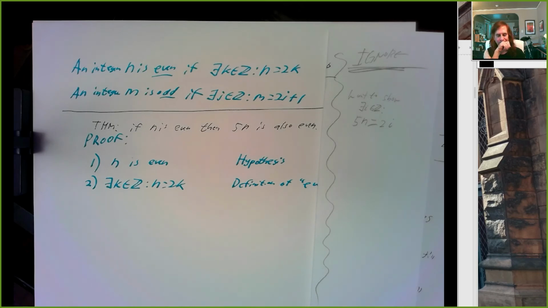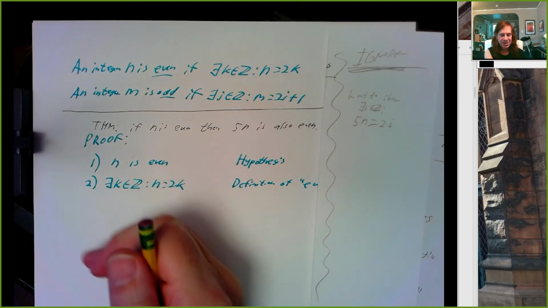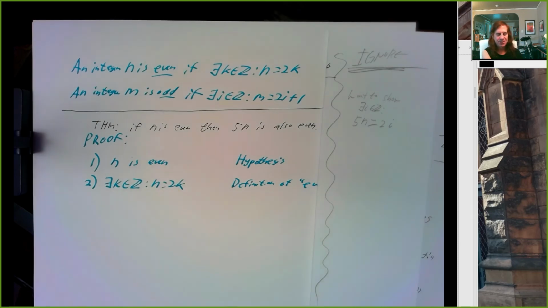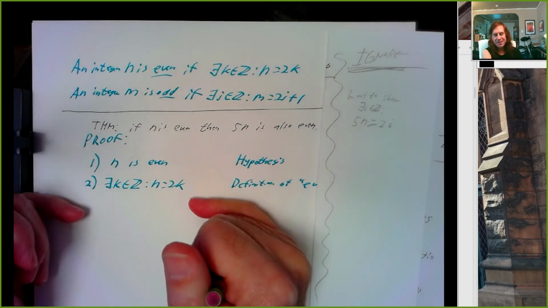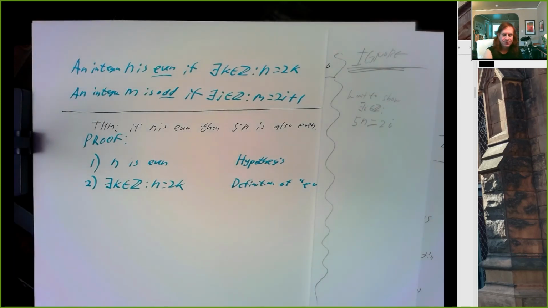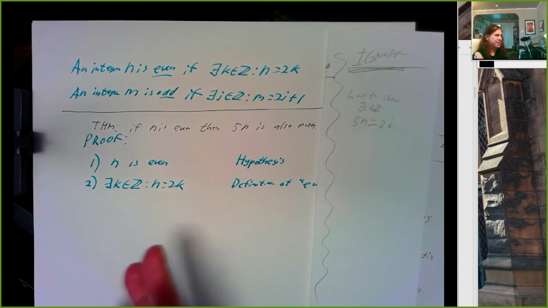Alright, I'm trying to find some way to write a statement that will show 5n is equal to twice an integer. Any ideas how I can get from what I've written so far to showing that 5n is 2 times some integer? And I've already got n.